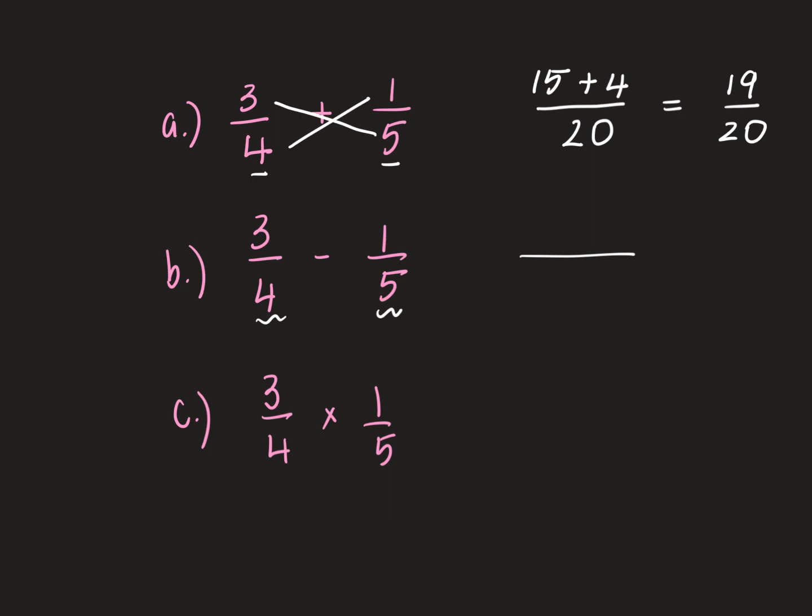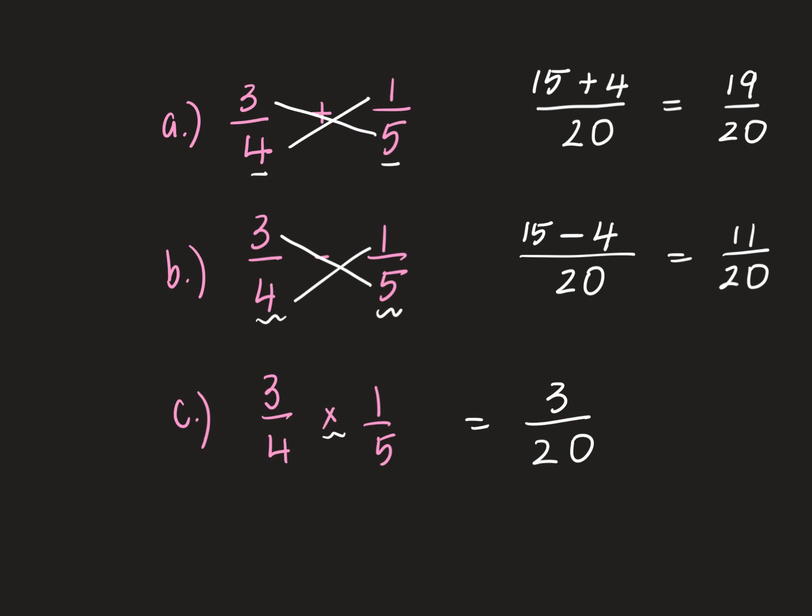Next one, it's subtraction, so the denominators have to be the same. They're not the same, so I multiply them together. 4 times 5 is 20. And what's this one going to be? 3 times 5 is 15, and it's minus 4 times 1 is 4. That's going to give 11 over 20. Now this one here, we're multiplying. How do we multiply fractions? We just multiply across the top, multiply across the bottom, and there we have it.